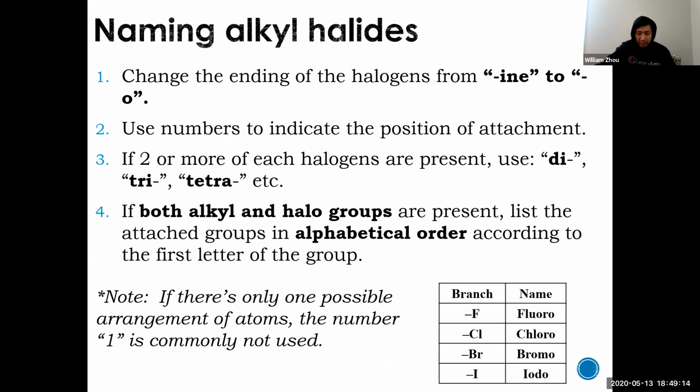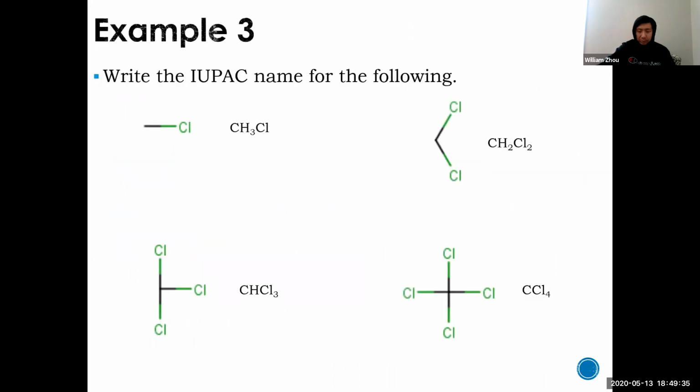Okay, and that's it. Oh, also, one is not used if there's only one possibility. Just keep that in mind. You don't put a 1 if you can only have one possible arrangement of atoms. So let's look at some examples to see what I mean by the rules.